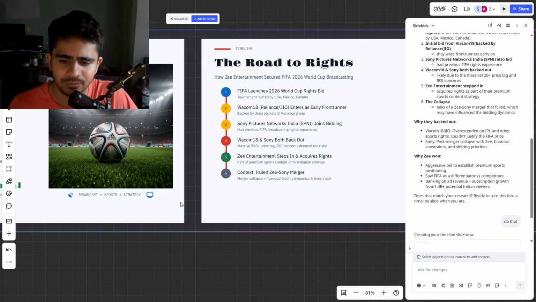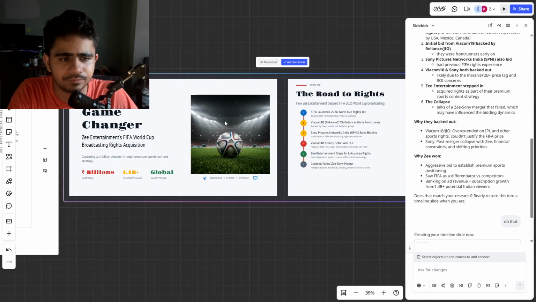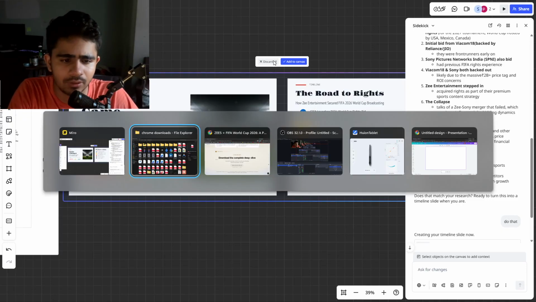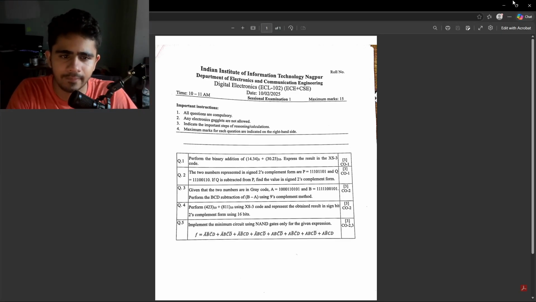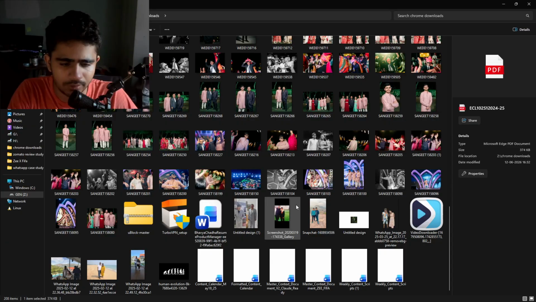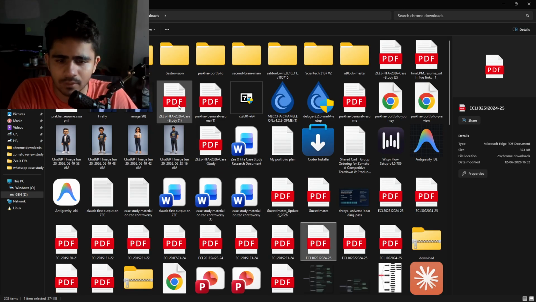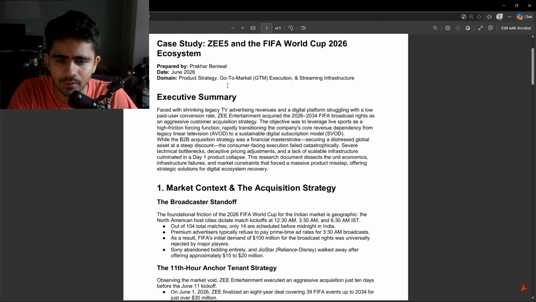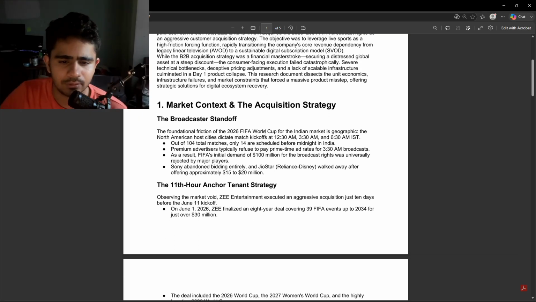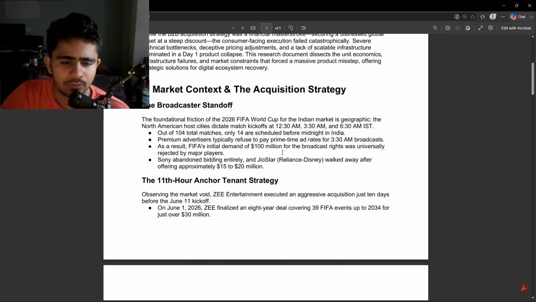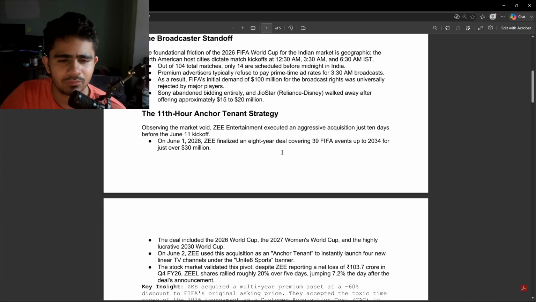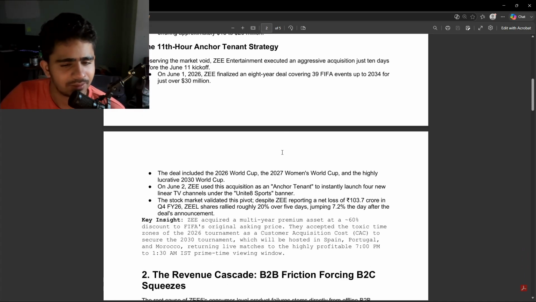There were merger collapses. Were they though? Add to canvas, sure. I need to read about the merger collapse. What do you mean? Oh, wrong document. Wrong document. Where is the? Here it is. Market context. FIFA 100 billion. Sony abandoned bidding entirely. Exactly. There was no merger in my research.